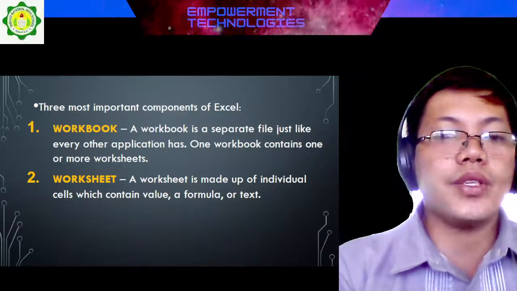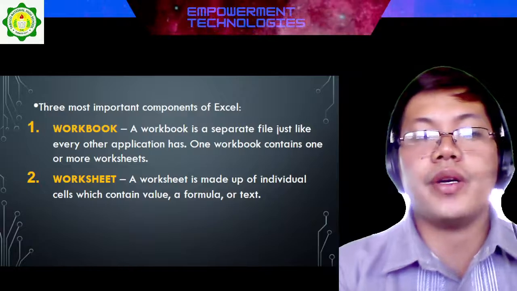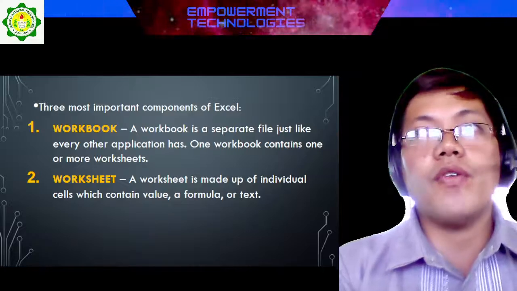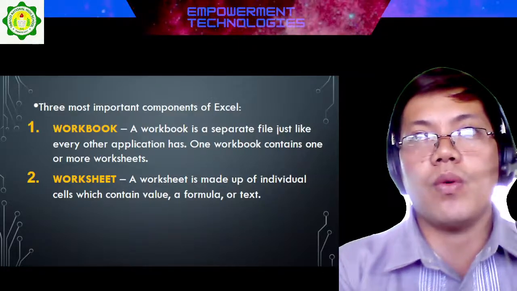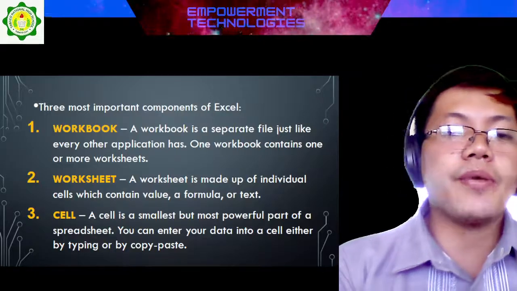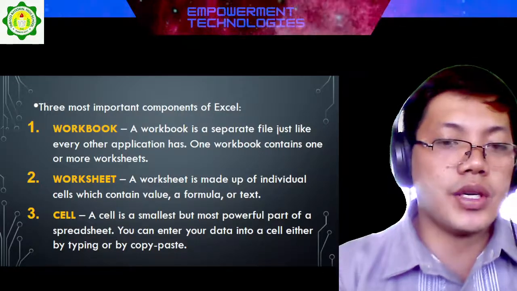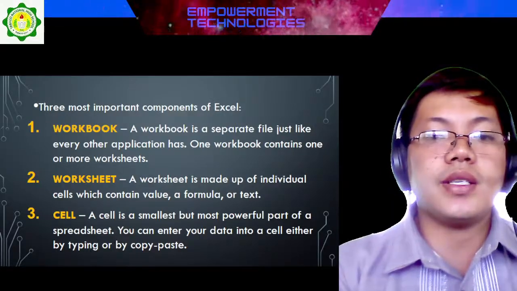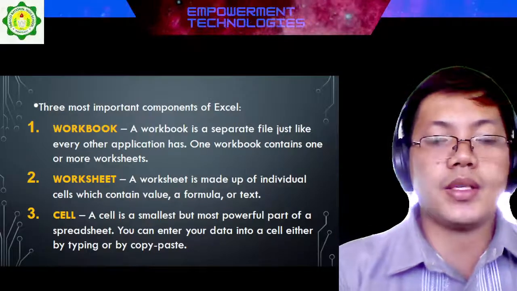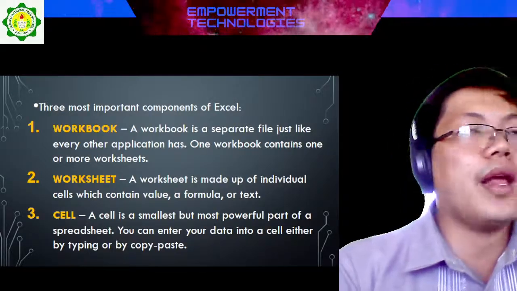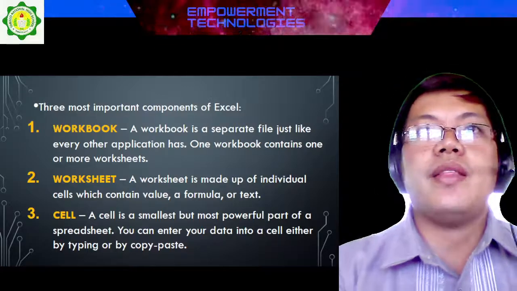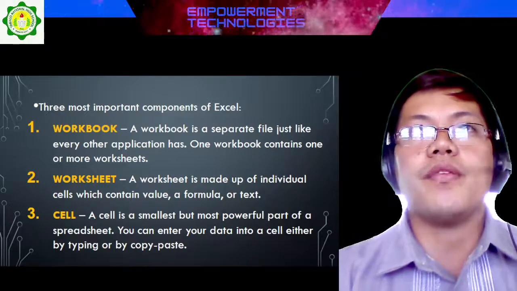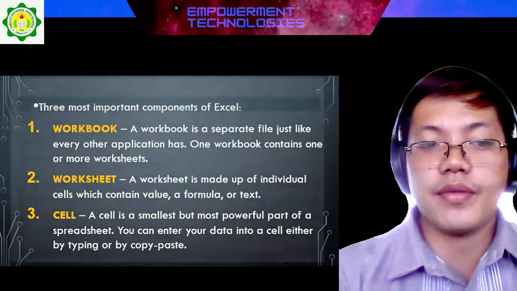The worksheet is made up of individual cells which contain a value, a formula, or text, and you can rename the worksheet itself. The default name of the worksheet is Sheet 1. Now, as I was saying earlier, inside the worksheet you have a cell, which is the smallest but most powerful part of a spreadsheet. You can enter your data into a cell either by typing or by copy-pasting. There are also other ways you can make use of the cell, and you can also directly enter a formula, although you have a formula bar. So there are a lot of things that you can do with the cell itself.